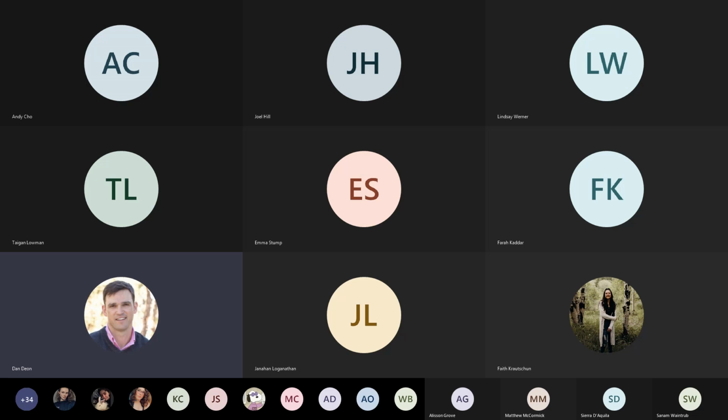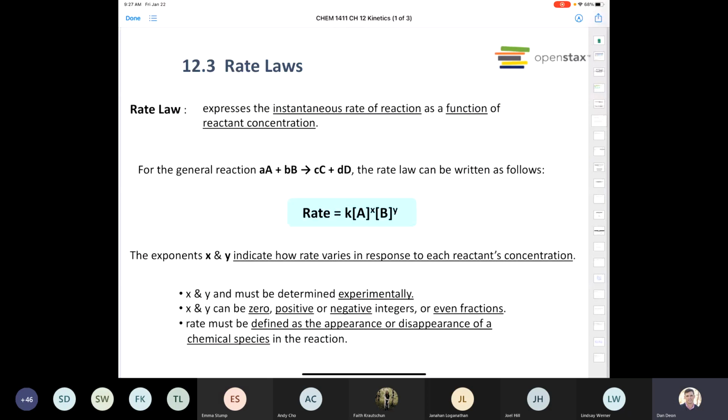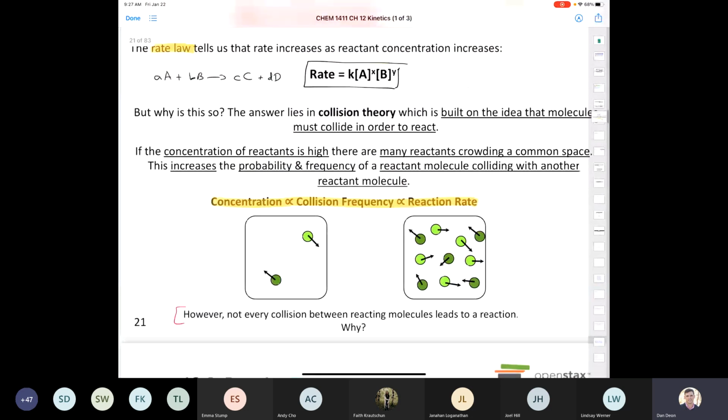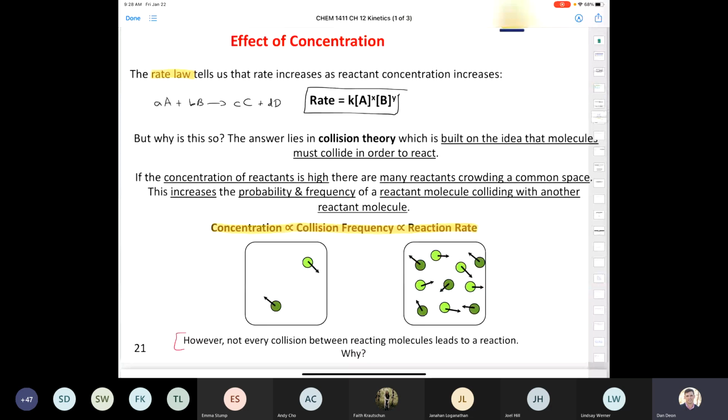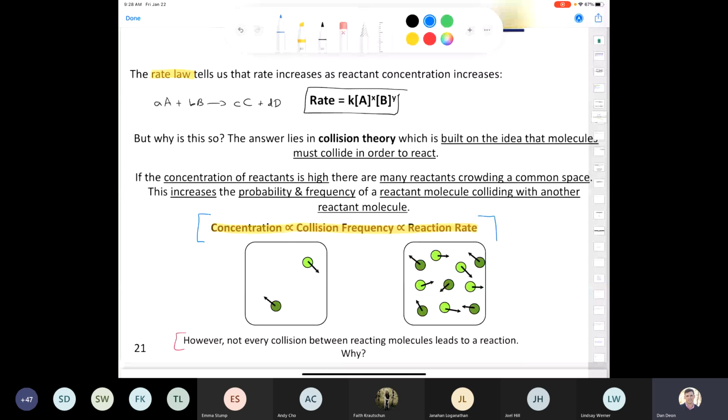Okay, chemistry 1411. Here we are in section 12.3 of chapter 12, of course, and this is dealing with rate laws. If we back up one slide to the last slide that we looked at during the first lecture, we talked about the effect of concentration on a reaction. And I said the bottom line is what's shown here, which is that as concentration increases, collision frequency is going to increase, and thus reaction rate increases. So as we have a higher concentration, our rate is going to increase.